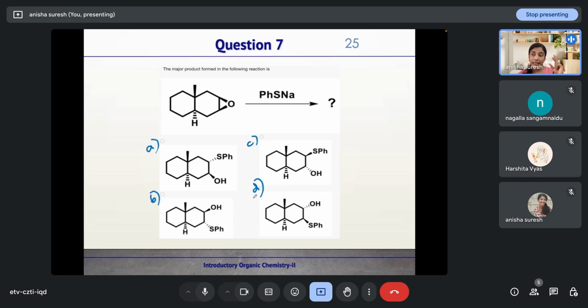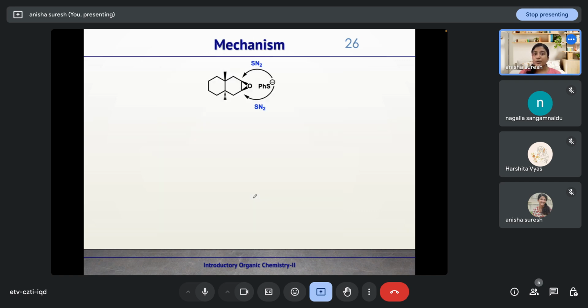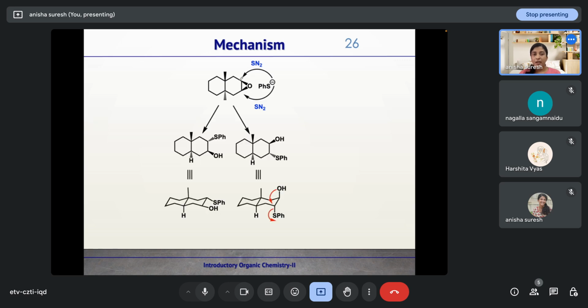So here there can be two possibilities for attack of the thiophenol, but we will be getting one major product. What is the reason behind that? The thiophenol can attack from this side or from this side, opening the epoxide. If it is attacking from this side, we will be getting this product. And if it is attacking from this side, this bond will open and we will get this product.